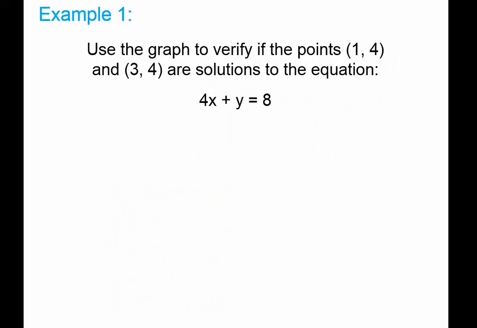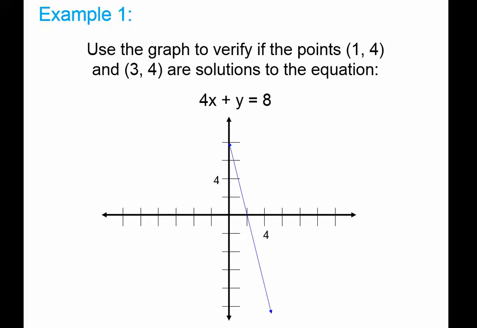So you can go ahead and write down example 1 on your graph paper. It says, use the graph to verify if the points (1, 4) and (3, 4) are solutions to the equation 4x + y = 8. And here's the picture I'm going to give you. For this one, you don't need to copy the coordinate plane. If you want to go ahead and write down 4x + y = 8, feel free to do so. But I want you to test both of these points. Is (1, 4) a solution? Is (3, 4) a solution? And I want you to do this graphically. In other words, see if the points fall on the line.